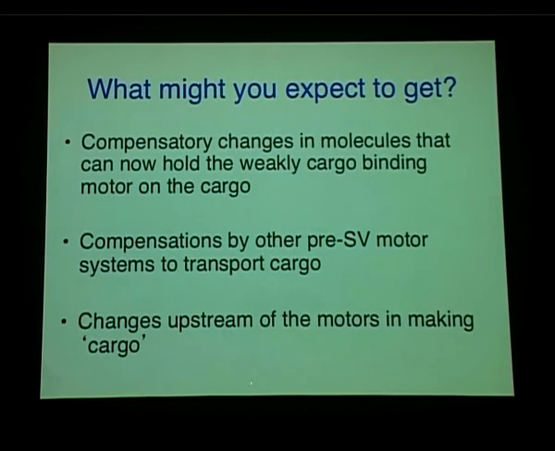So what might we have expected to get from such a screen? For instance, I said we started with a motor which was not able to attach to cargo. We could have expected compensatory changes which might allow the motor now to attach to cargo. We could have also activated other kinds of molecular motor systems which could maybe compensate for the lack of the major motor. And of course, last but not the least, you could just be now putting synaptic vesicle proteins in different compartments and getting them out to the synapse in a completely different way.